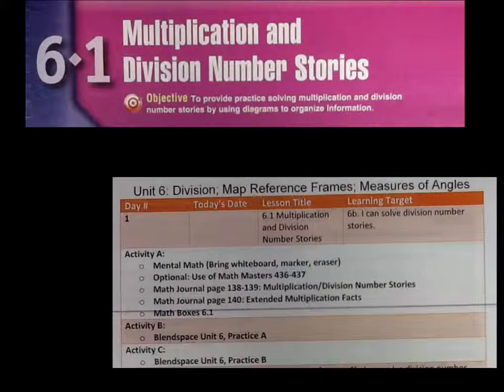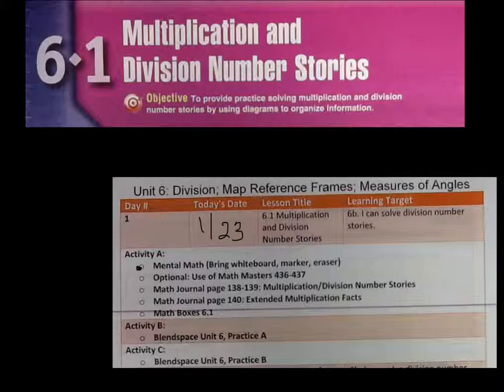So today, we know it's 1-23. We did mental math. It says here optional math masters. I have some extra printouts of the dot paper or of the multiplication division diagrams if you wish to use that. Then you need to complete page 138 and 139, which we started together. And finally, in your math journal, you're doing page 140. It's a review of extended multiplication facts. And of course, MathBox 6.1.